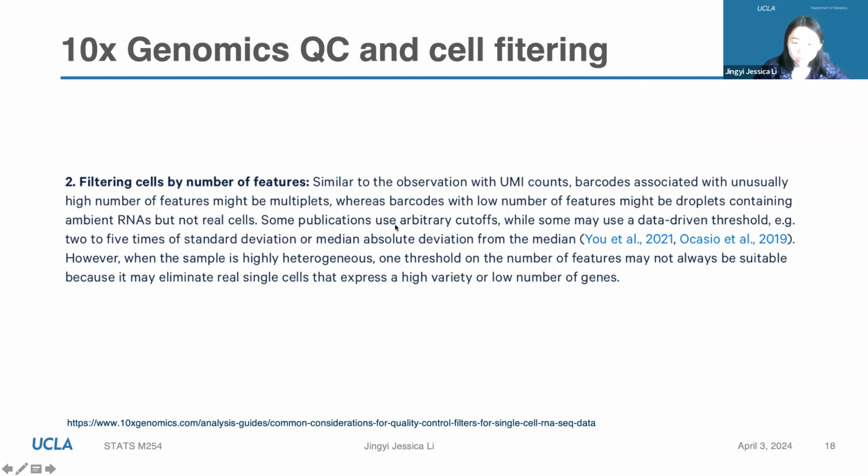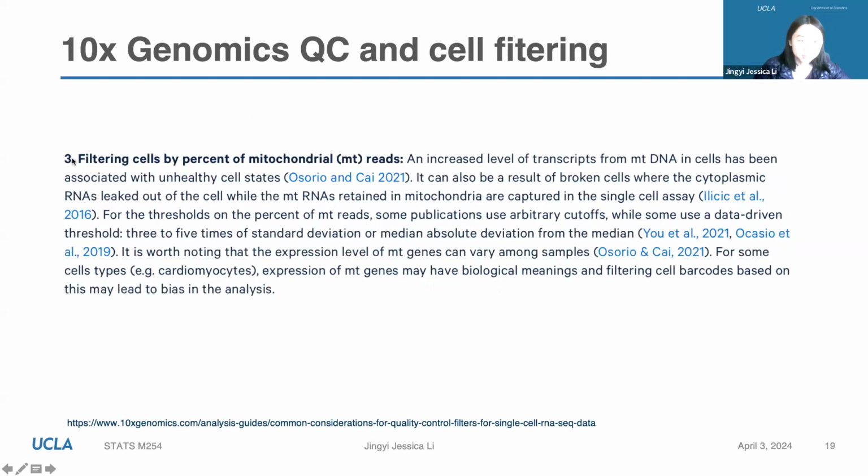Some publications use arbitrary cutoffs, while some may use a data-driven threshold. That is 2 to 5 times the standard deviation or median absolute deviation from the median. The same idea as before, but here you work with number of genes or features instead of UMI count. However, when the sample is highly heterogeneous, one threshold on the number of features may not always be suitable because it may eliminate real single cells that express a high variety or low number of genes. Same reasoning.